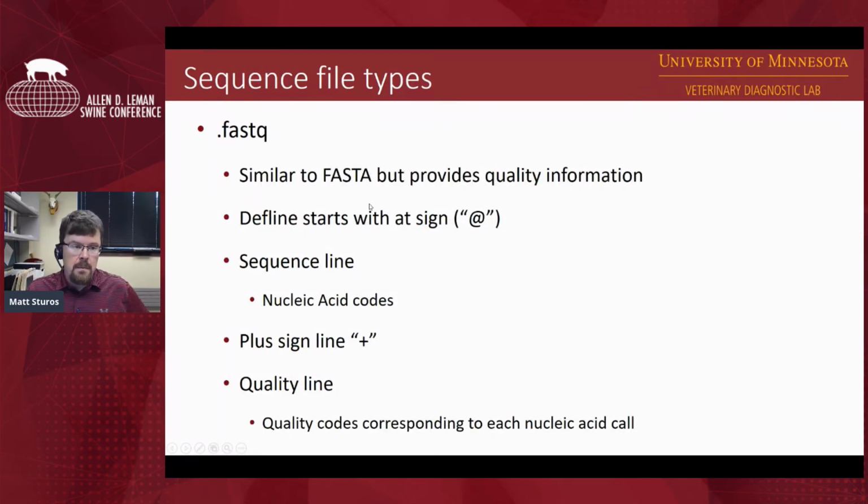So the FASTQ is somewhat similar to a FASTA, but it's a little bit different. It provides quality information. The def line doesn't start with a greater than sign. It starts with an @ sign. Then you do have sequence, which would typically be your nucleic acid codes. There's a plus sign. That can have some of the definition information after it if you want, and then there'll be a quality line, and those quality codes would correspond with the particular nucleic acid in the same position. So the sequence line and quality line need to be of the same length so that they match up.